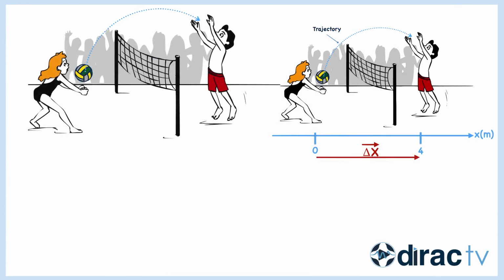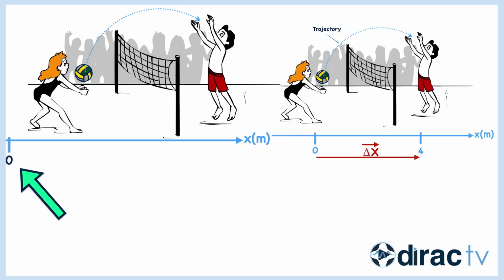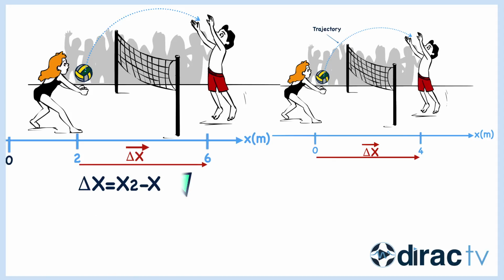What law governs the choice of origin? Good news, there's no law or anything here. It's entirely up to you. If I choose this as the origin, who's going to object? Now you're at position 2, and the ball is at position 6. The displacement is still 4 meters. Conclusion. Displacement is independent of where you place the origin.